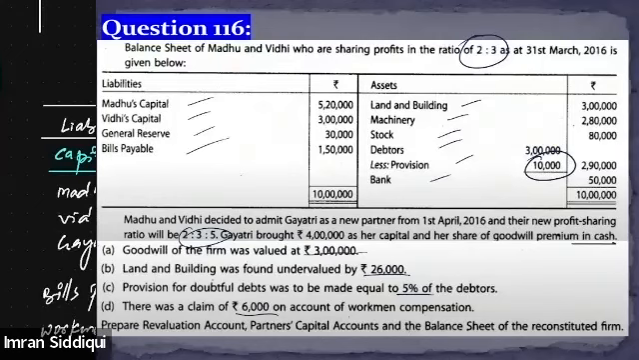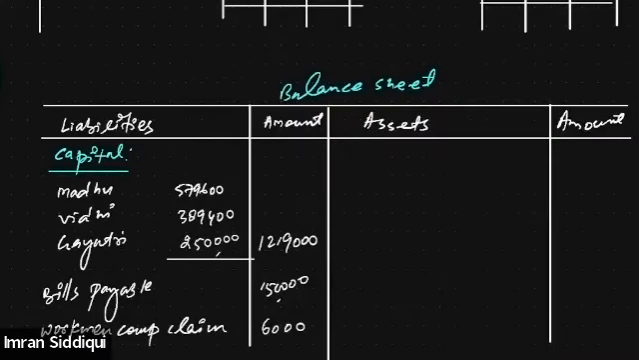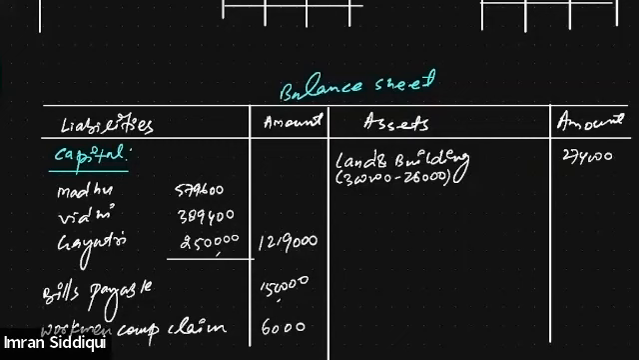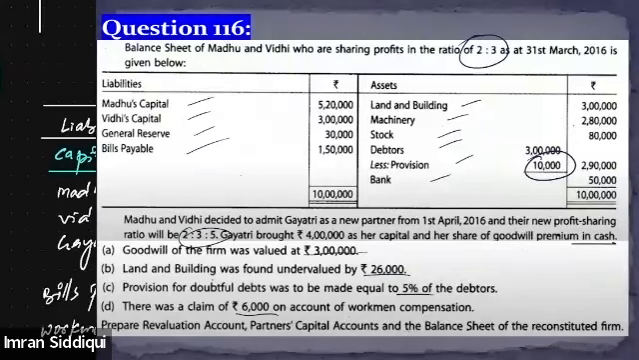After that, we will move to the asset side. On the asset side, we have land and building undervalued by 26,000, right? So land and building will now be recorded at the undervalued price. Earlier it was at 3 lakh. Now it is undervalued by 26,000, so 3 lakh minus 26,000. Value will be 2,74,000. Then we have machinery, 2,80,000.